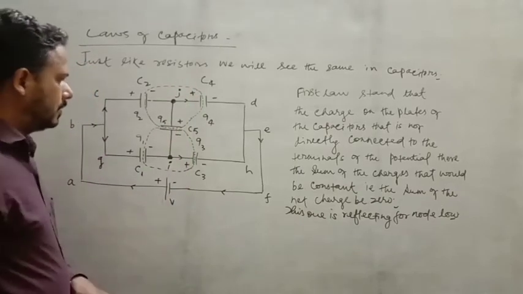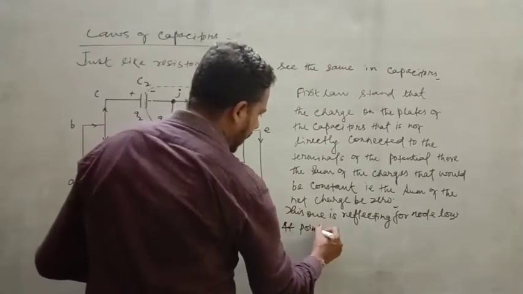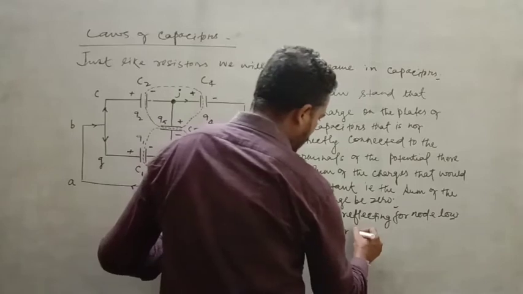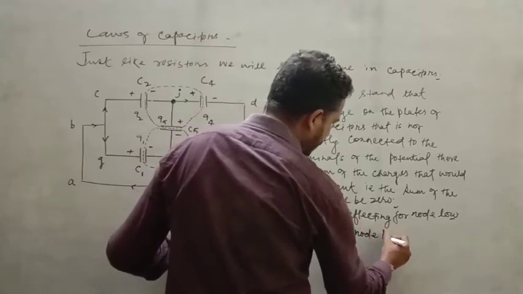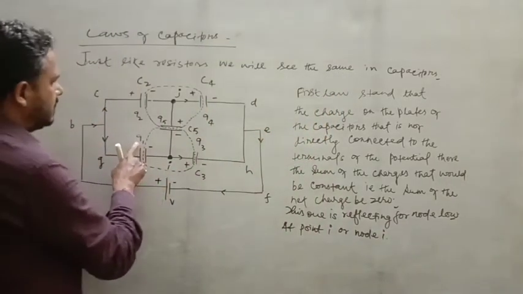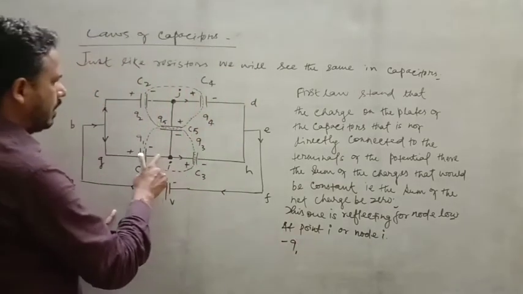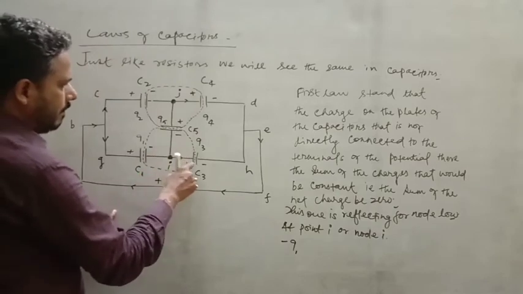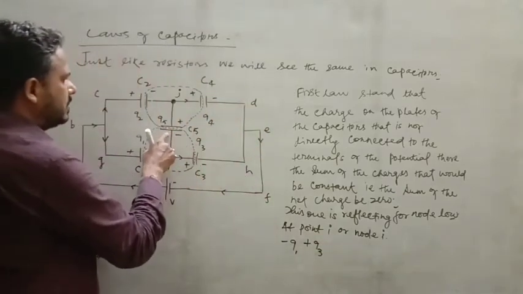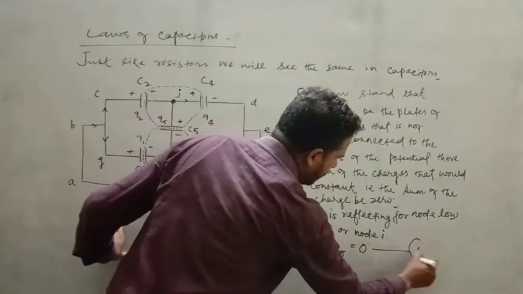Okay, so at point I, or node I, what you can compute: this one is minus Q1, this one is plus Q3, and this one is minus Q5, that is 0, and this one is your equation 1.